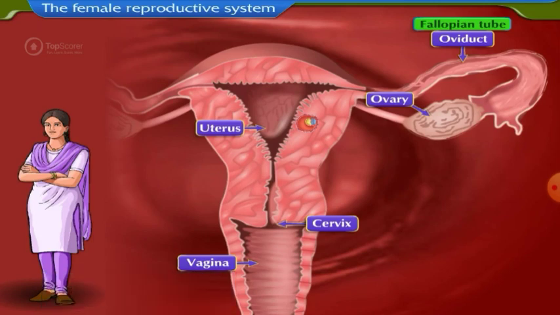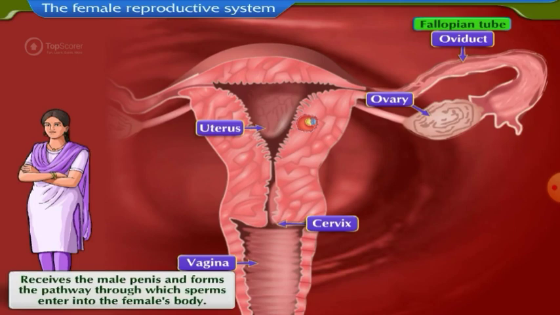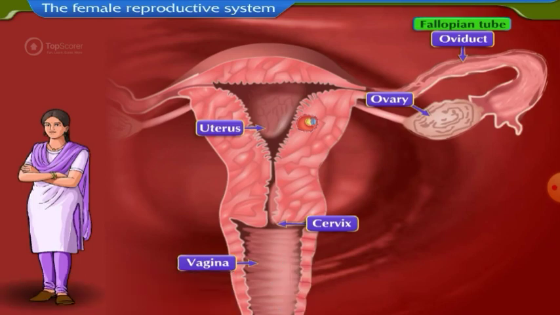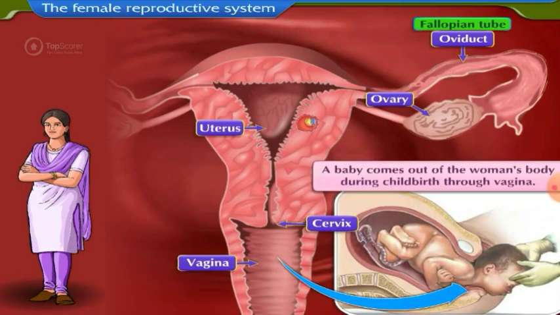The vagina is the part that receives the male penis and forms the pathway through which sperms enter into the female's body. It is through the same pathway that a baby comes out of the woman's body during childbirth after the completion of development inside the uterus. This is why the vagina is also called the birth canal.